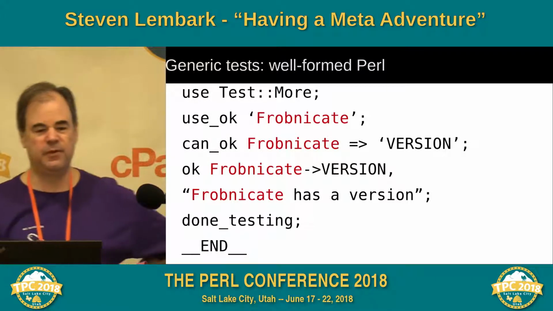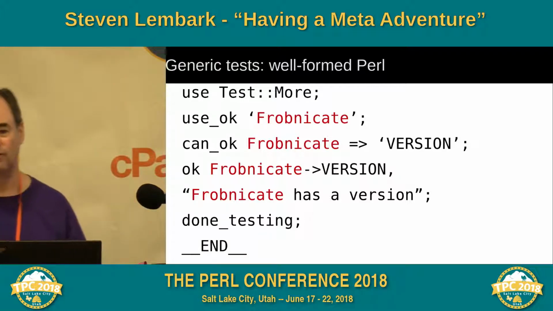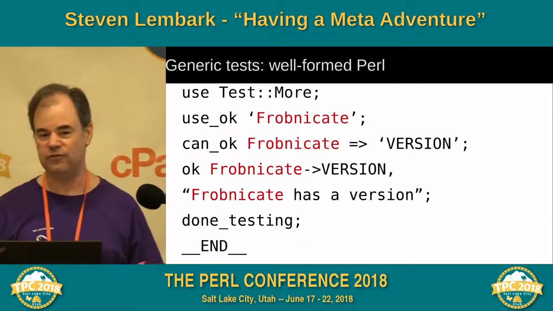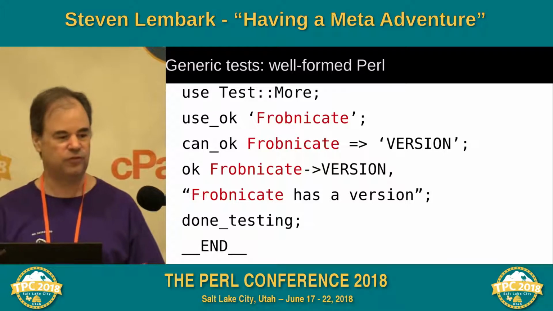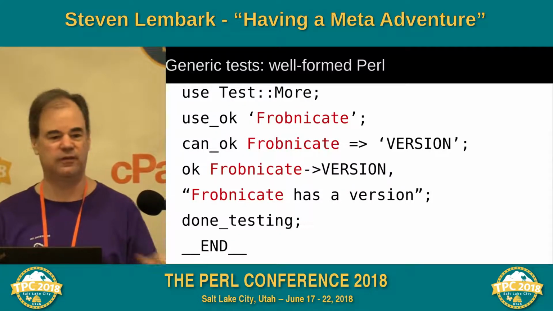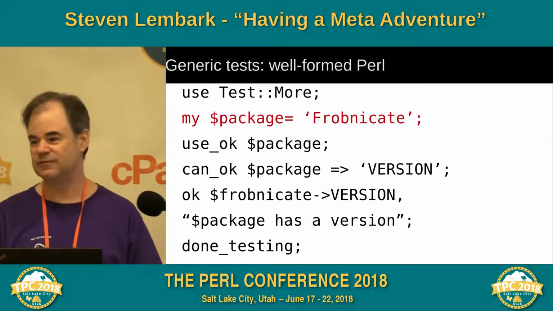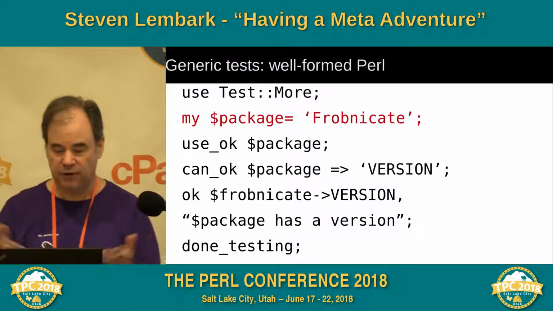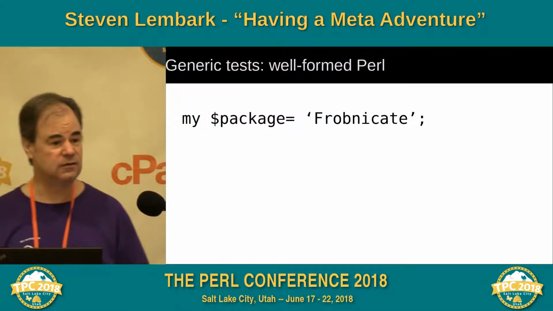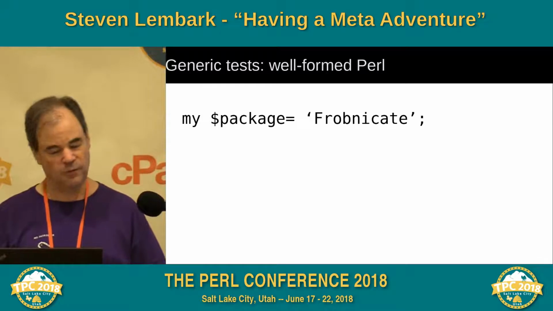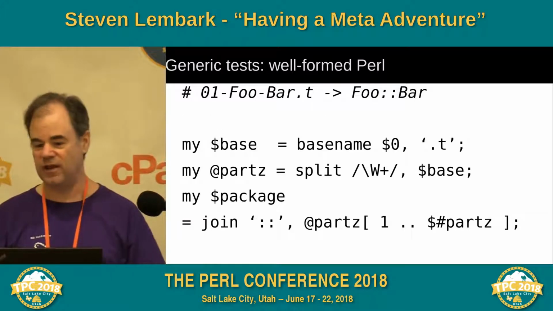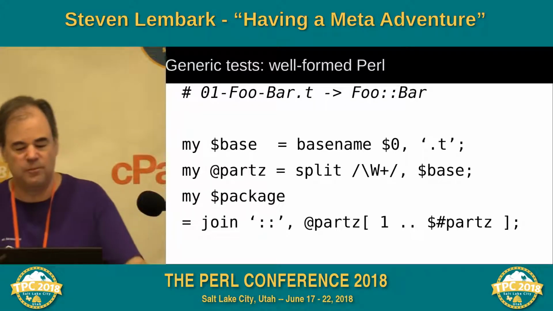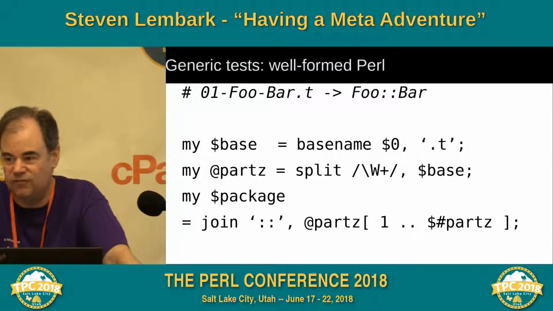I'm saying the word frobnicate over and over and over. If I wanted to test a whole bunch of modules, I'd have to copy this. So what's the first thing everyone would do if they saw this? You'd have a variable with the package name in it, right? And you know where this is going. If I can put this one name here, why can't I just take the base name and stick it into the variable?